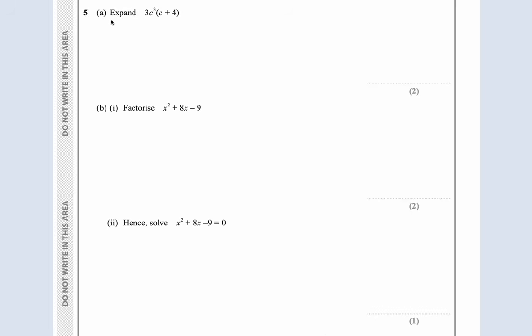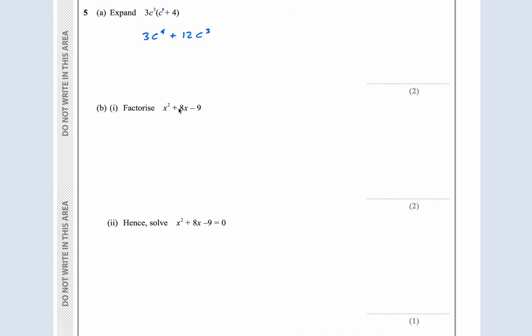Question 5. Okay, expand these. So 3c cubed times c is 3c to the 4, because it's like c to the 3 times c to the 1. And then 3c cubed times 4 is plus 12c cubed. And that's it. Factorize this.